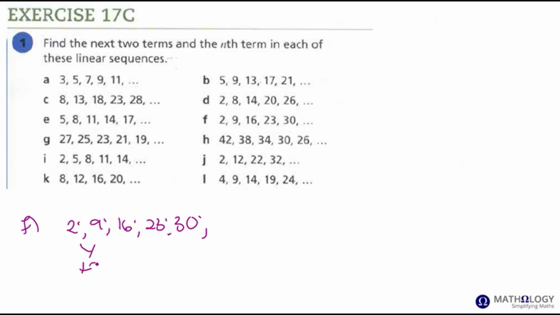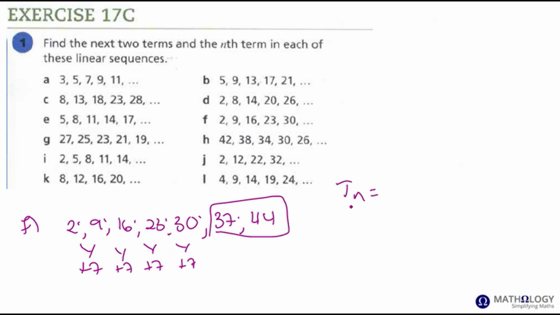Okay, we are adding 7 to each term. So the next two terms will be 37 and 44. The nth term, we are going to look at the common difference, which is 7, and multiply it by n.